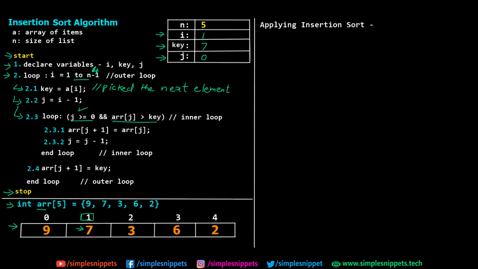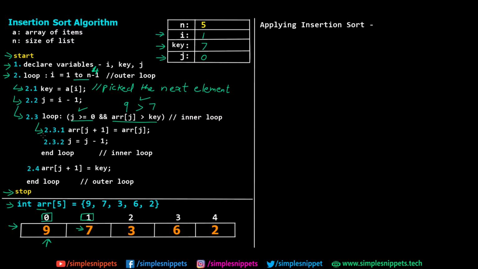But then we have the second condition also. Here we are saying ARR of j should be greater than the key. What is j value? J value is 0. What is the value at 0 index? It is 9, right? You can see. Now 9 is greater than the key value. What is the value inside key? You can see 7, right? So 9 is greater than 7. Even this condition is true. So now we go inside the inner loop.